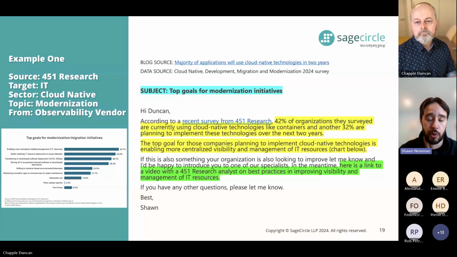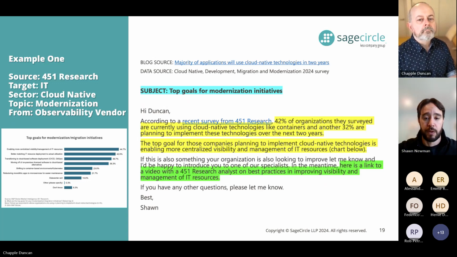So here, we're talking about a technology, cloud native, containers, etc. We're helping them connect the dots to what are the goals that companies like them may have, and that's using cloud native. Why is the technology that I'm trying to sell you important? Because it creates more centralized visibility and management of IT resources. And that's the top goal for most organizations.